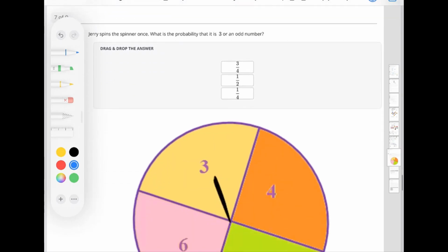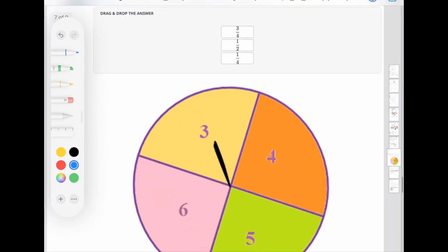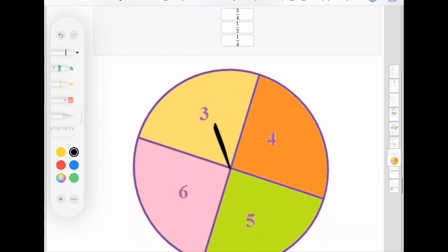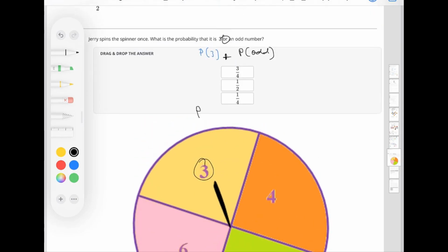Spinner here. Jerry spins the spinner once. What is the probability that it is a 3 or an odd number? Or, which means we're adding. Okay, so let's look at all the odd numbers. 3 and 5 are odd numbers. So the probability of 3 plus the probability it's a 3 or a 5.